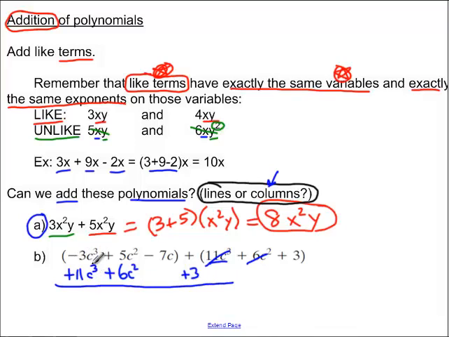Now we just add up all of our columns. Here's our c to the third power. Negative 3 plus 11 gives us 8c cubed. Plus 5 plus 6 gives us plus 11c squared. Minus 7c gives us the c term, and plus 3 gives us the plus 3 term. And there's our same answer that we had before over here in black that I unfortunately erased.